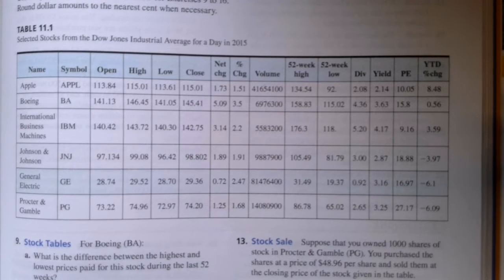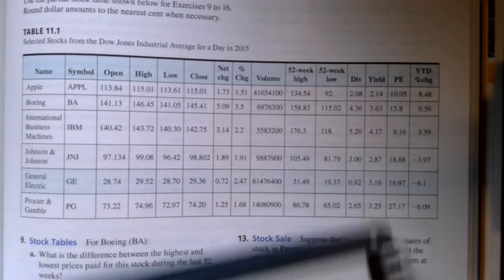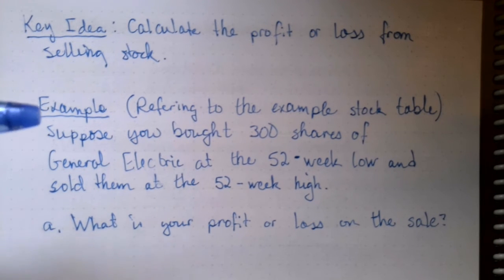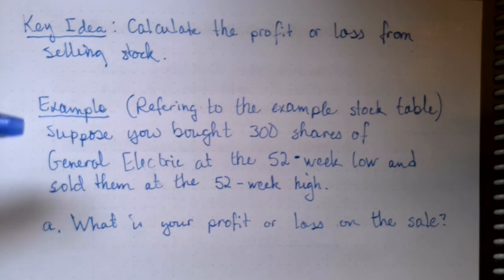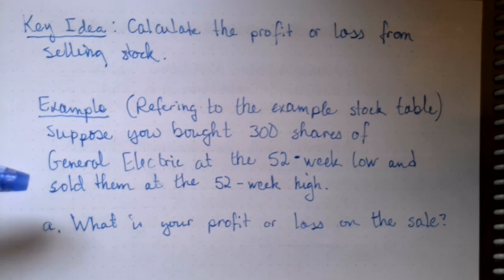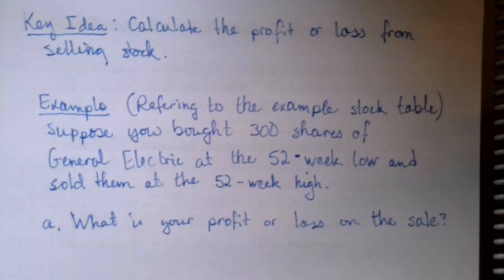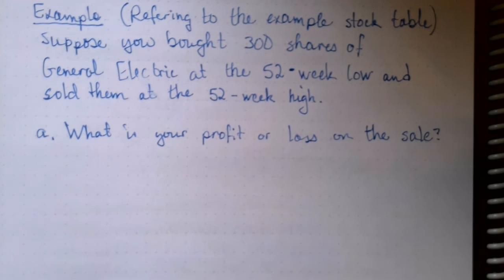Let's look at an example where we make use of some of the information in this stock table. The key idea for this video is you should be able to calculate the profit or loss from selling stock based on a stock table. Let's pretend in this example that you bought 300 shares of stock in GE, and that you bought them at the 52-week low and sold them at the 52-week high. The question we're going to try and answer is, what is your profit or loss on that sale?